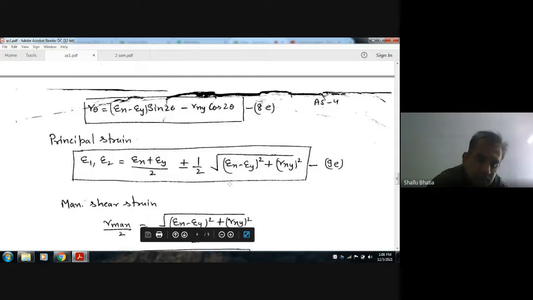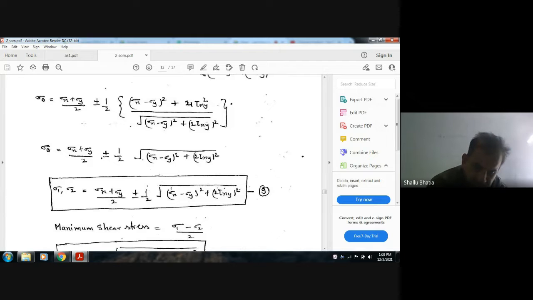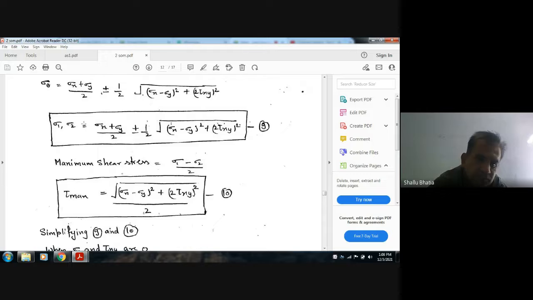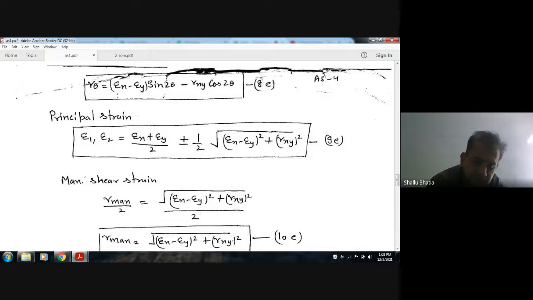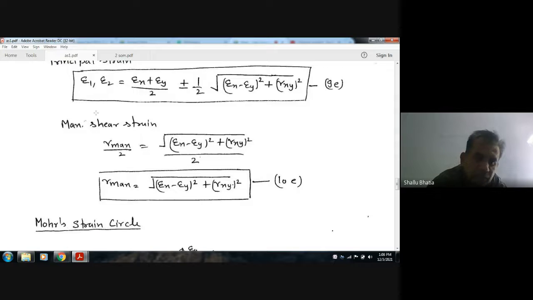Next, the maximum shear stress expression was the square root of sigma x minus sigma y squared plus 4 tau xy squared, over 2. So for strain, it is epsilon x minus epsilon y squared plus gamma xy squared, with the 2s cancelling out.